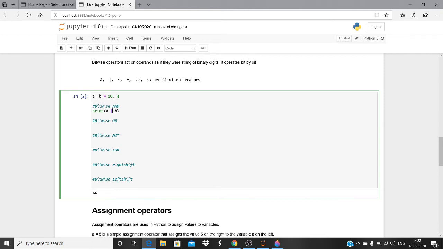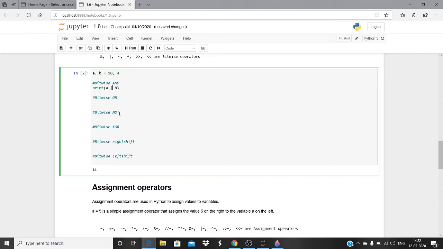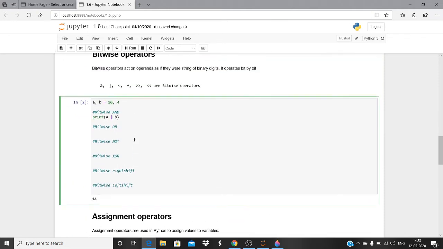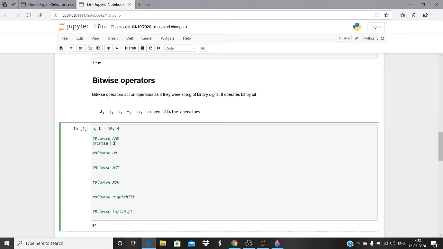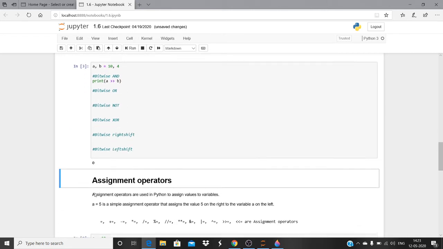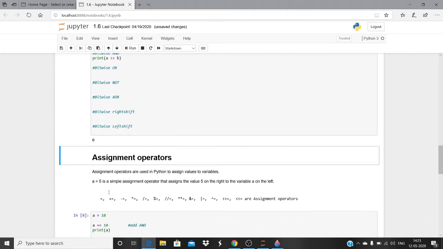It's very easy. Just learn something about the bitwise operators. NOT means just convert 0 into 1 if it is 0, and 1 into 0 if it is 1. XOR, right shift, left shift. It's very simple. You can just try it by yourself. You will understand it. Right shift. Okay.